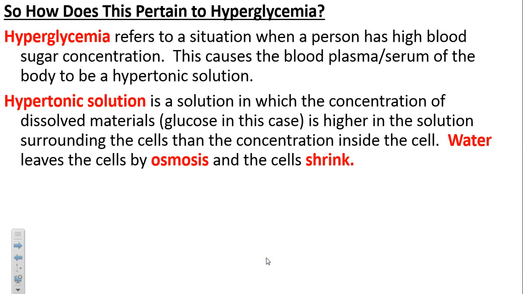So, how does this pertain to hyperglycemia? Hyperglycemia refers to a situation when a person has high blood sugar concentration. This causes the blood plasma or serum of the body to be a hypertonic solution. So that means the concentration of glucose in the blood is higher than that of the surrounding tissue, meaning that the concentration of glucose in this case is higher in the blood serum than it is in the surrounding tissue. What this can cause to happen, if you look at it from an individual cell basis, is water leaves the cells and actually ends up causing cells to shrink.